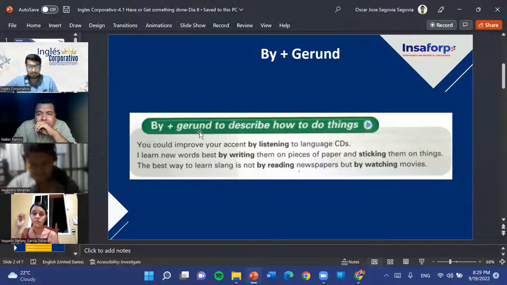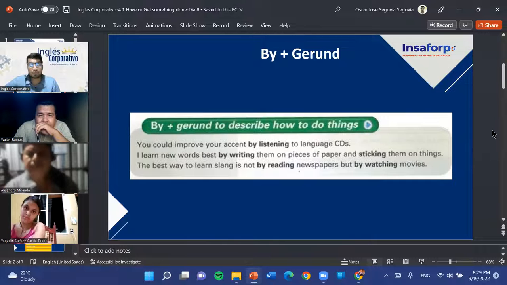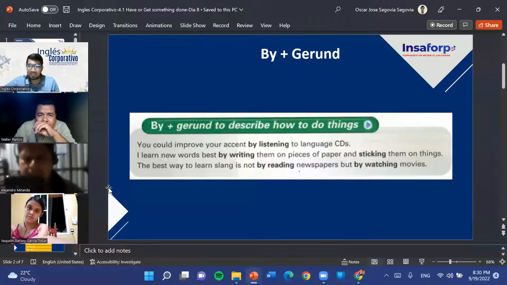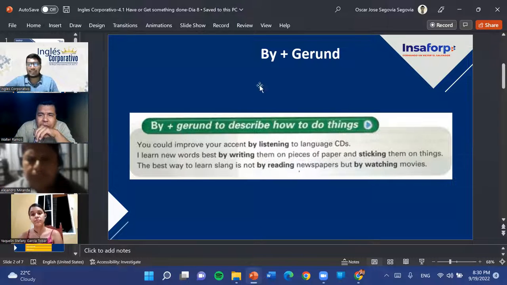deal with some gerunds. So gerunds are tricky. I have mentioned this before because they do not necessarily exist in Spanish. We have already talked about this. We have already mentioned some of these examples, but I want to know if you guys can think of other examples similar to this one. For example, here we have, you could improve your accent by listening to language CDs.